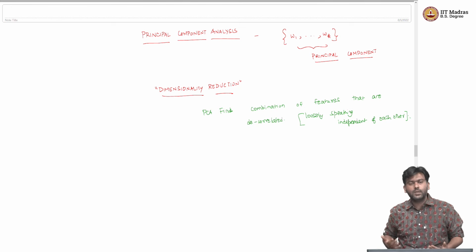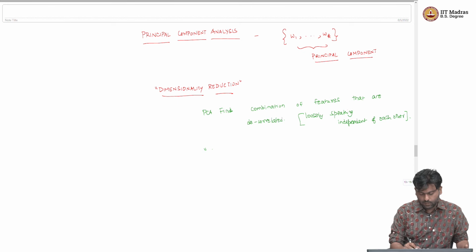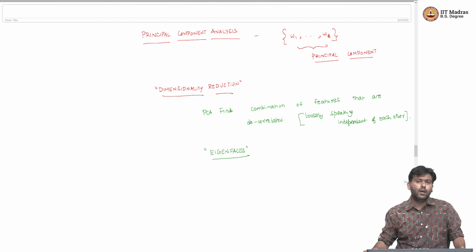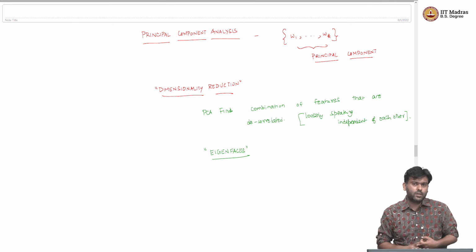So, next time we will see one simple example where this algorithm can be applied, and this example is called the eigenfaces example. It is a face recognition type of system that you can build using the principal component analysis algorithm. We will demonstrate that, at least show you some pictures. That is the first thing.